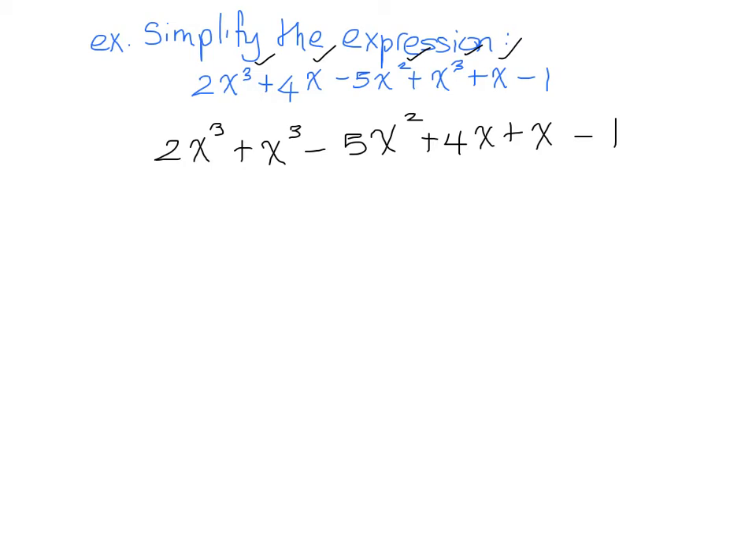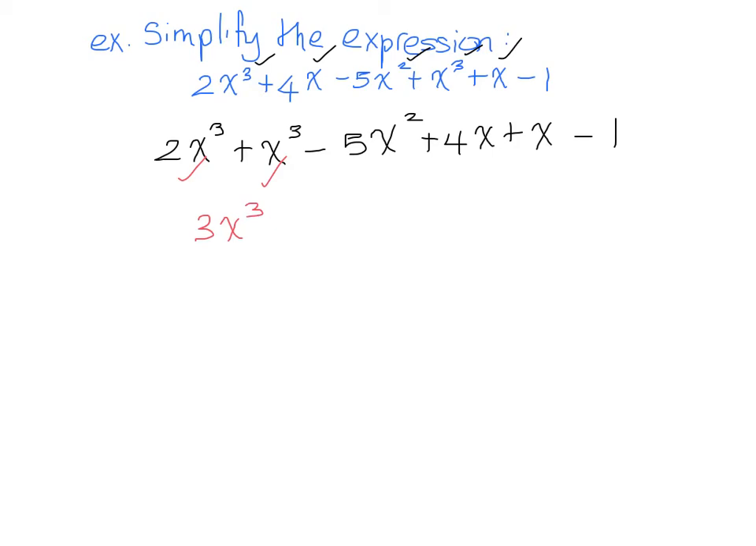Now we can join like terms. We have x to the third here, 2x to the third plus 1x to the third. You can literally think of x to the third as apples, bananas, oranges, or tables, whatever. Doesn't matter. There are 2 tables. You add 1 table, you get 3 tables. So 2x to the third plus 1x to the third gives you 3x to the third.